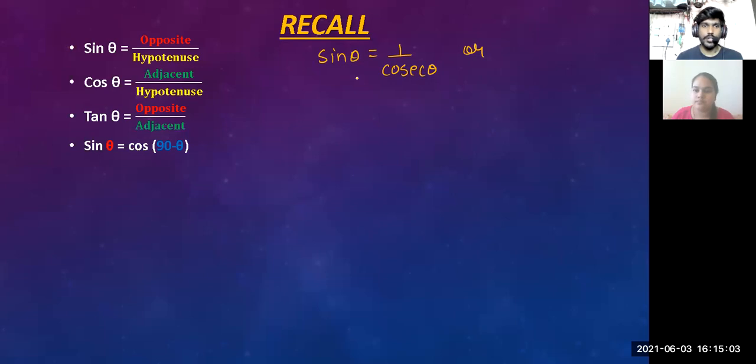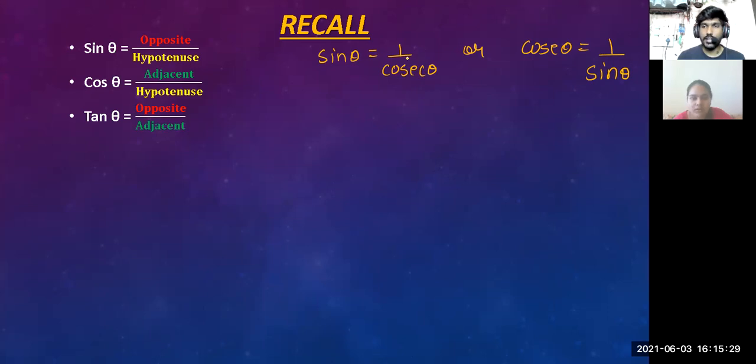So we'll write it in this way. Sine theta is 1 upon cosec theta, or cosec theta is 1 upon sine theta. This means that sine and cosec are reciprocals of each other. Yeah, got it. Then you have cos.